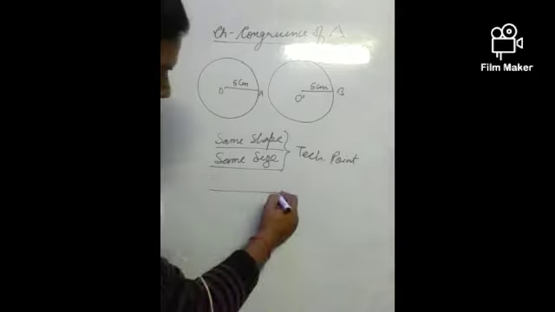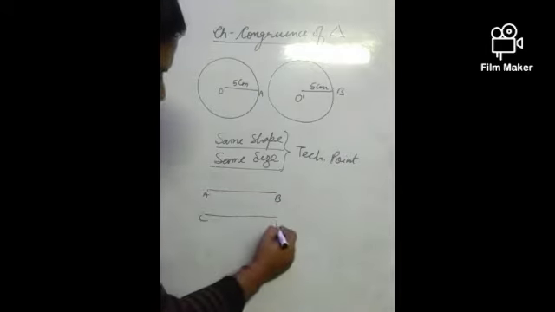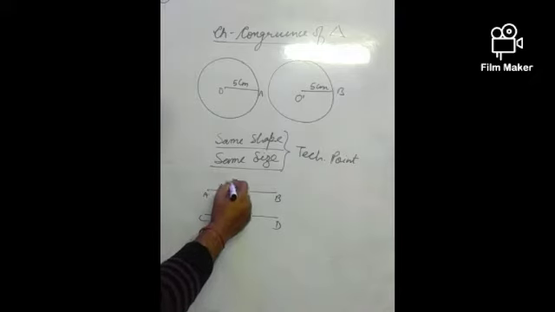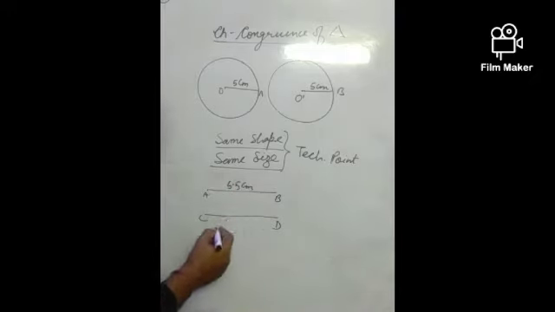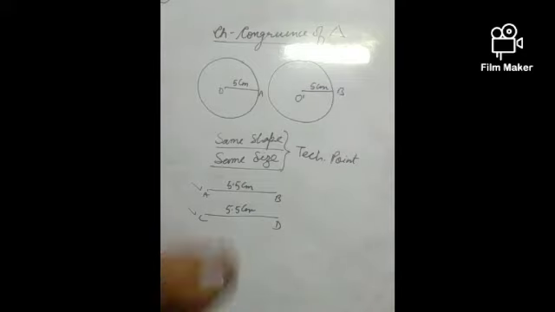You have drawn 2 line segments AB and one more CD. If this AB is 5.5 centimeters and this CD is also 5.5 centimeters, definitely you may say these 2 lines AB and CD are congruent figures. If you keep AB over CD, you cannot say which is AB and which is CD. You must do the same.